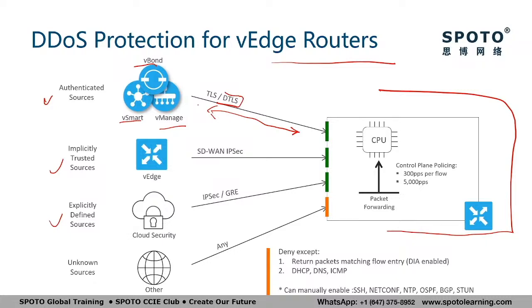The second is the implicitly trusted source, for example, other vEdges. The communication is through the SD-WAN IPsec tunnel. The third one is the explicitly defined source, like the cloud security in the public cloud. The communication would go through the IPsec and GRE tunnel. These 3 are permitted by default. For all other unknown sources, it's denied. It's a red, it's a deny.